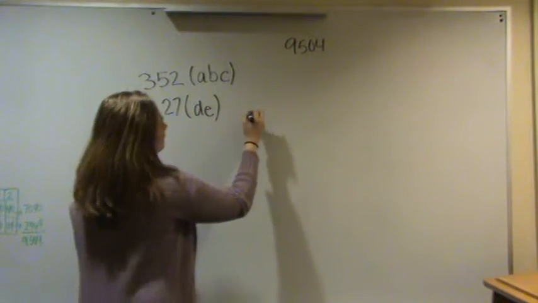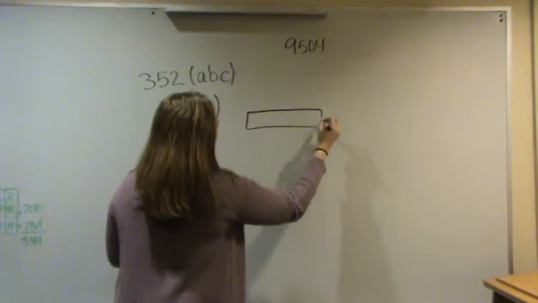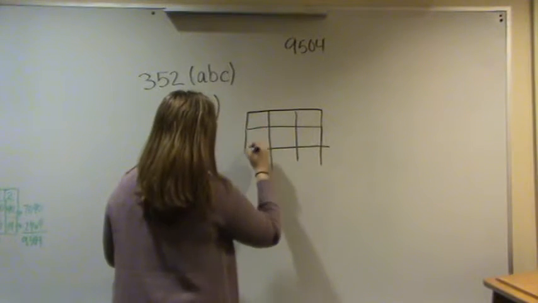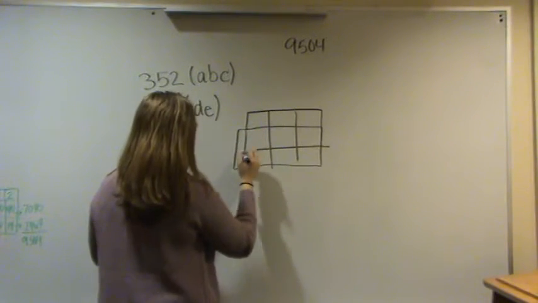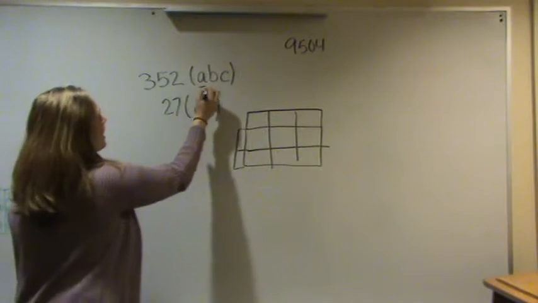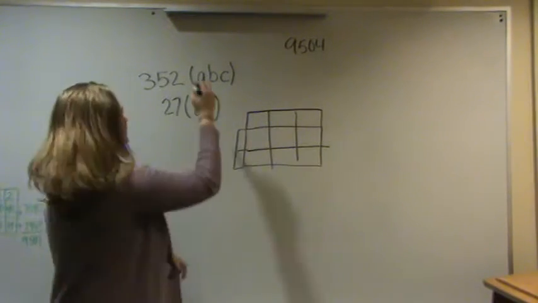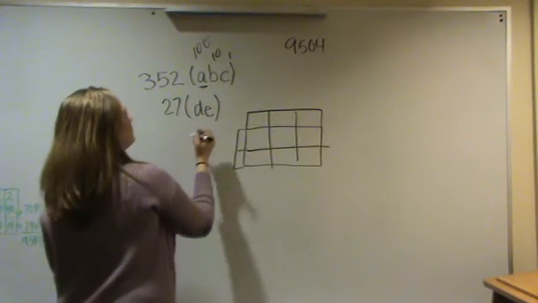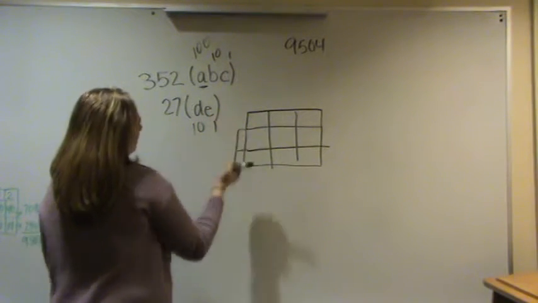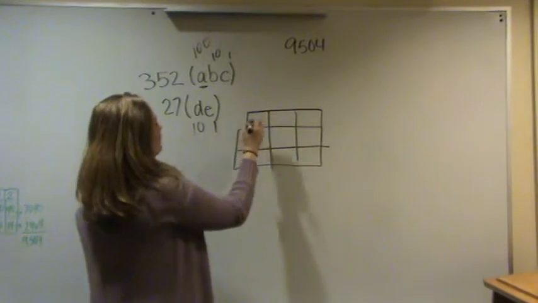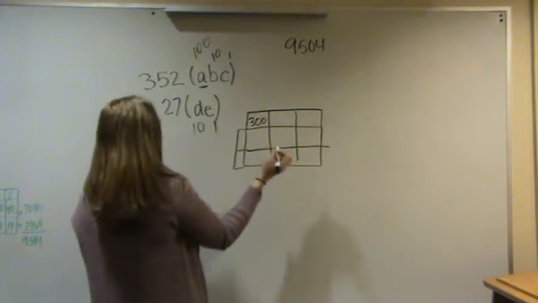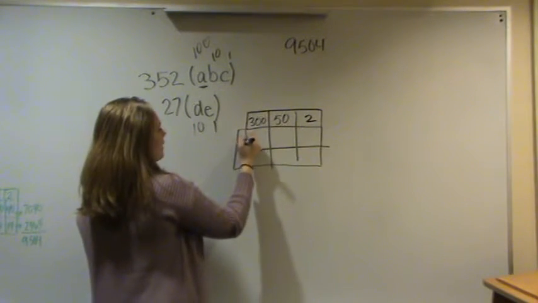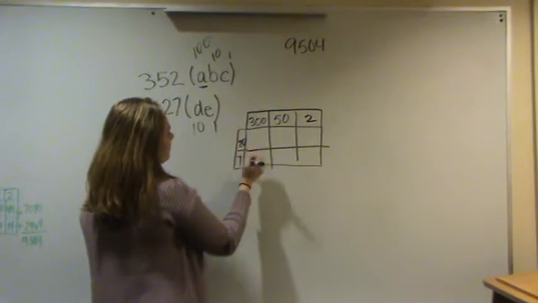Now my Punnett square is going to have 3 on the top and 2 going across. So my A is no longer a tens place, it's going to be a hundreds. My B is tens and my C is ones. D is in my tens and E will be my ones. So I have 300 here, I have 50 here, and I have 2 here. Here I have 20 and I have a 7.